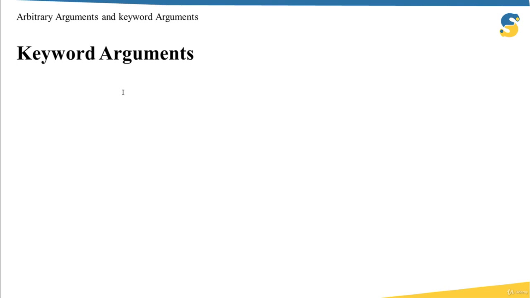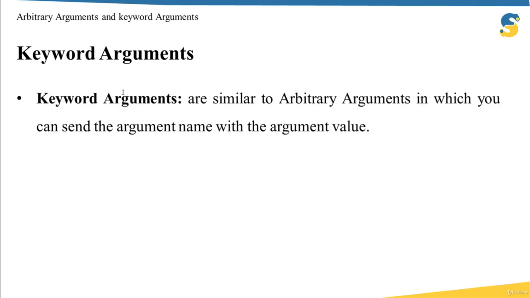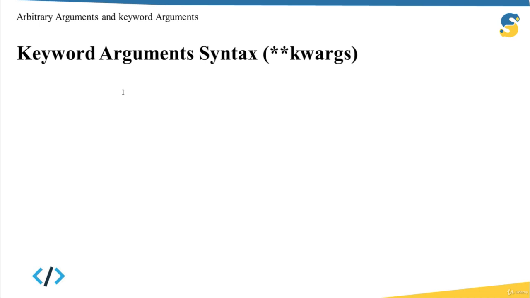Now let's talk about keyword arguments. Keyword arguments are similar to arbitrary arguments, but the difference now is that you can send the argument name with the argument value. We noted that when we use arbitrary arguments, we send just values, but here you can send the name and the value. Let's see the syntax now.